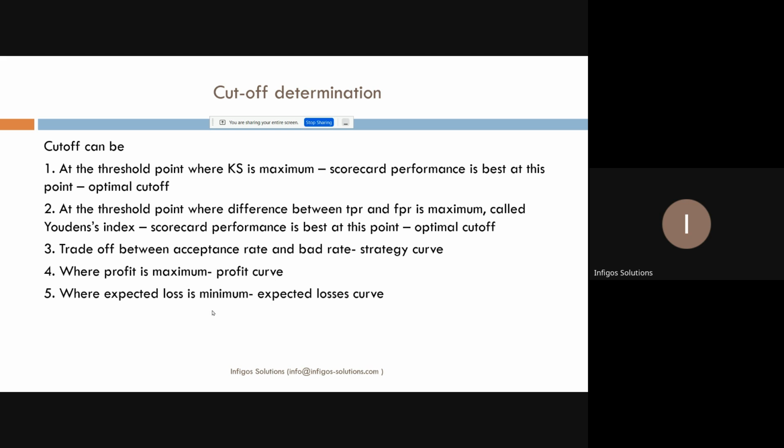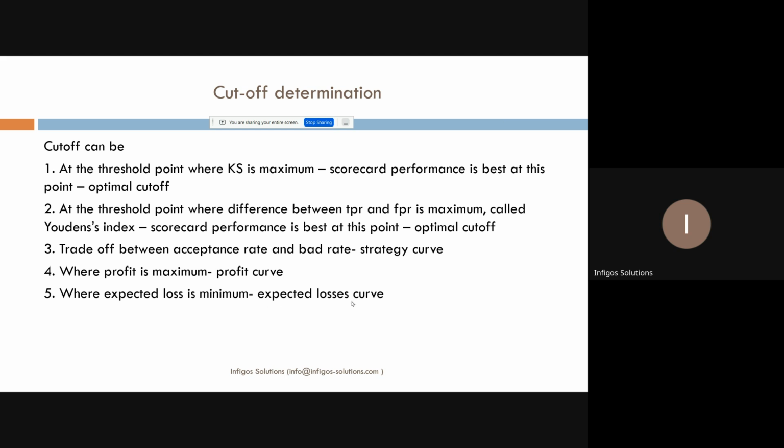And then the fifth one is the expected loss curve. You might have heard about PD, LGD, and EAD. So you need to do that calculation to find the expected loss. Where expected loss is minimum, you want to pick that point.